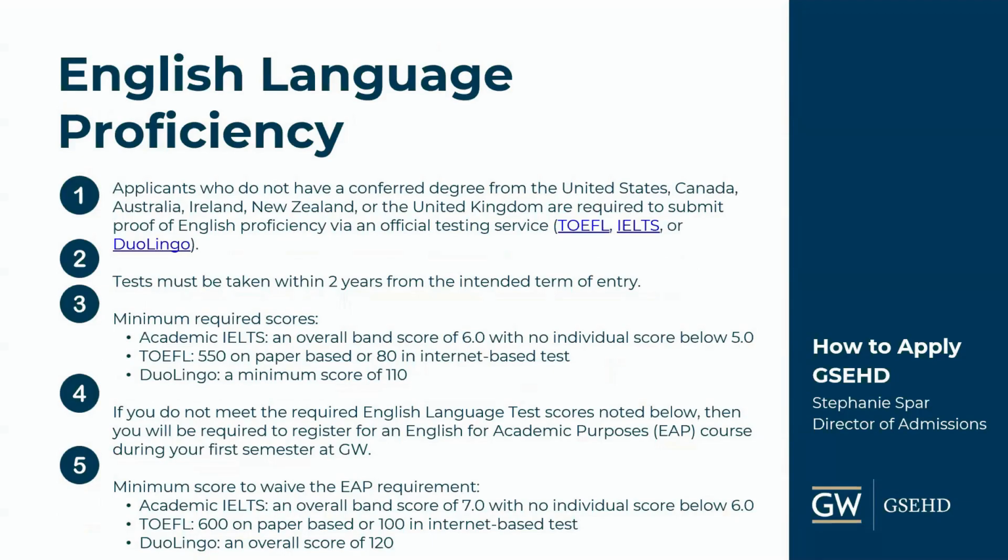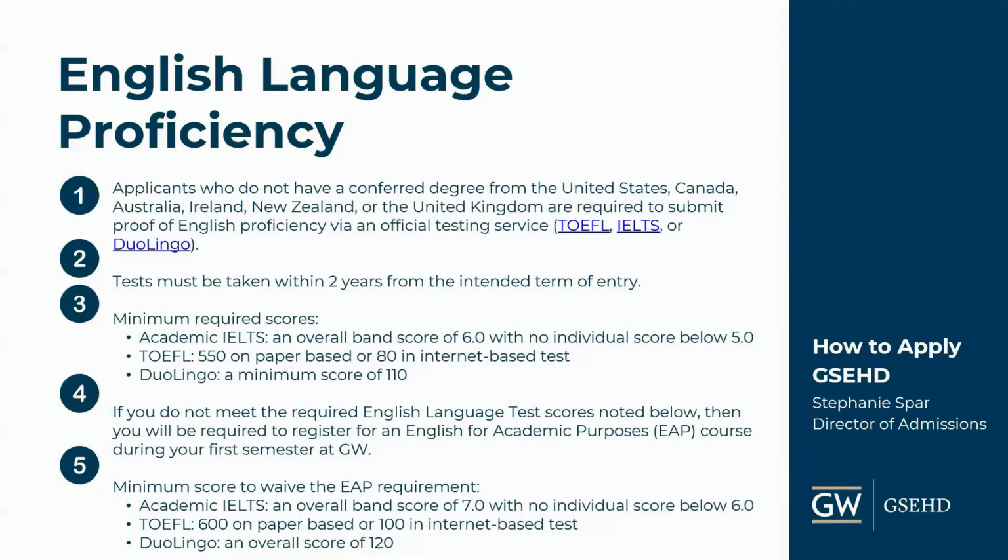With the English language proficiency, as you can see here, there are quite a few stipulations around the proficiency as well. What that looks like is, if you are an applicant who does not have a degree conferred from the United States, Canada, Australia, Ireland, New Zealand, or the United Kingdom, you will be required to submit proof of English proficiency via an oral testing service. So, we have listed there three options. Most of our students do Duolingo because it's a lot more cost effective and it's a bit faster.